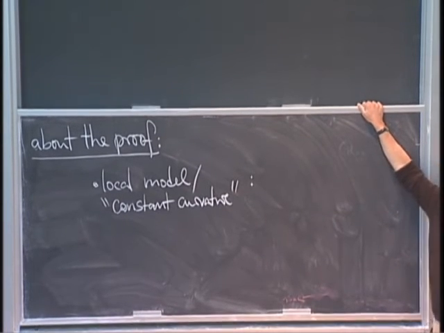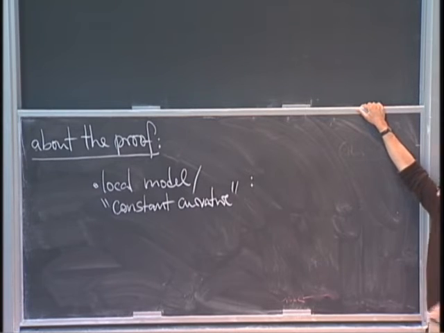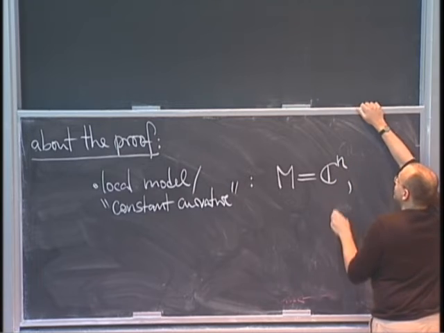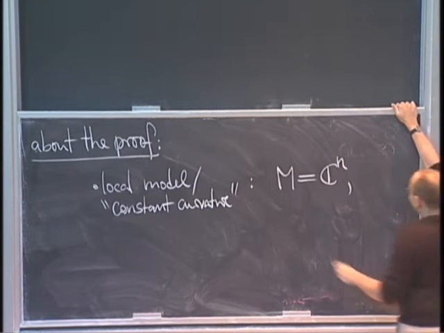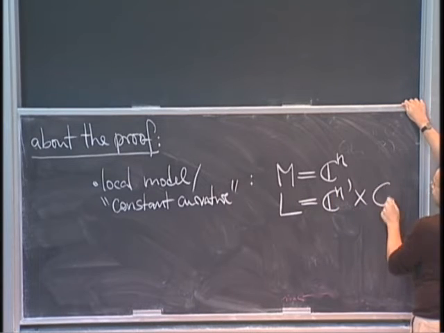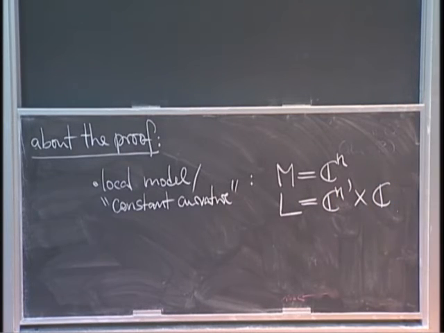And the local model has absolutely no topology, like in Riemannian geometry. So the underlying manifold is just C^n, it's not even compact. The line bundle is the product line bundle. So there's no Chern classes or anything. And all the non-trivial information comes from the metric, from the fact that you have a metric of positive curvature.